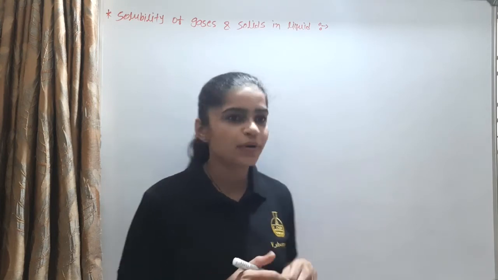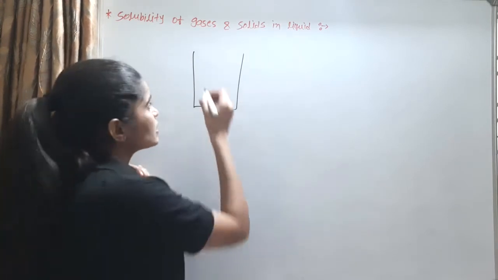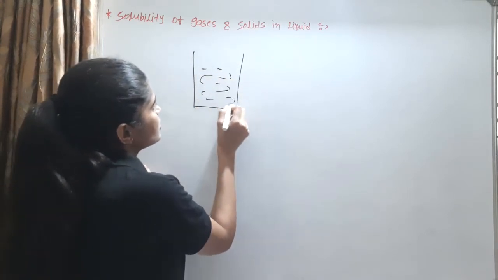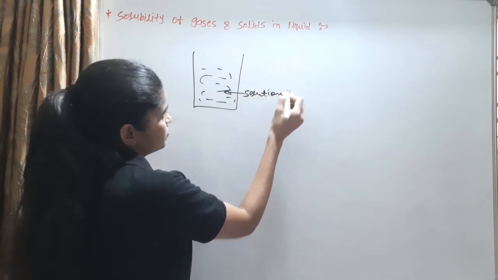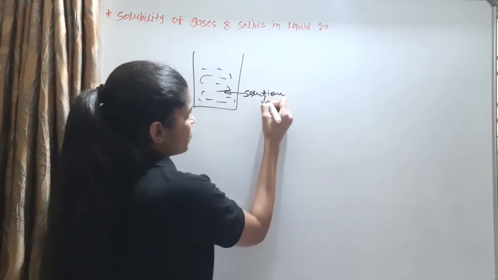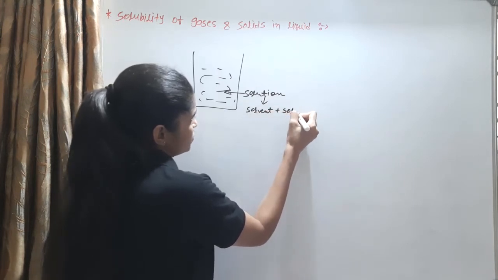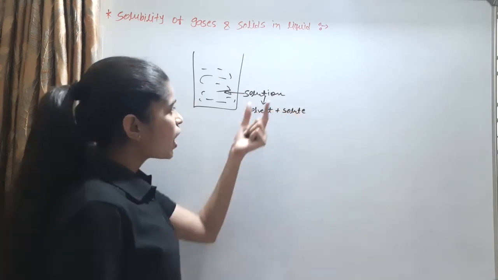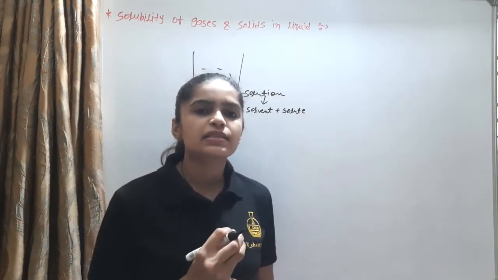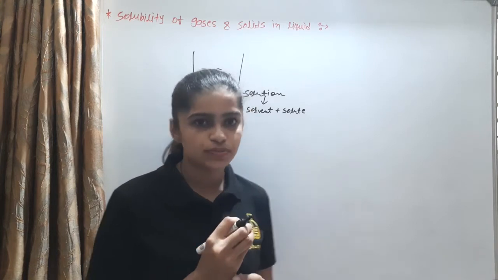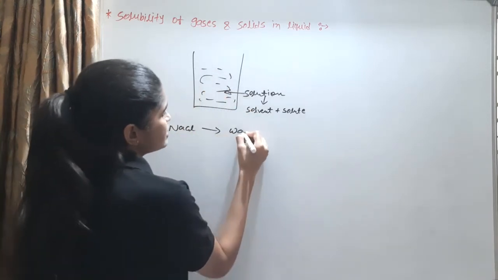First, take an example. This is a beaker. In the beaker, this is the solution. A solution is made up of two parts, solvent and solute. How to make a solution? For example, consider NaCl as a solute and water as a solvent.